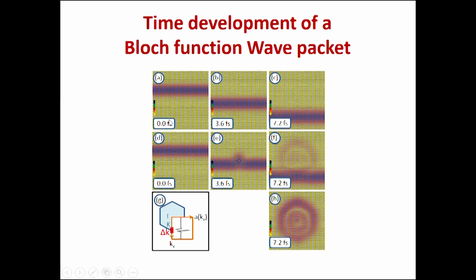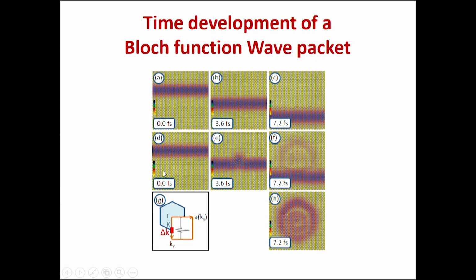This is the initial state, this is 3.6 femtoseconds, and this is 7.2 femtoseconds. We can see that the wave packet is spreading in the y direction, and its shape doesn't change. This is because we are near the K point, and this means that the dispersion relation of graphite at the K point is nearly linear.